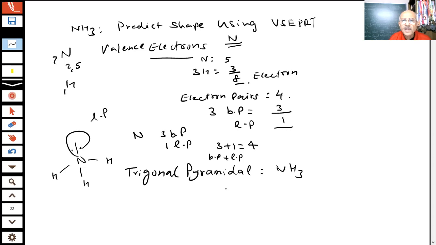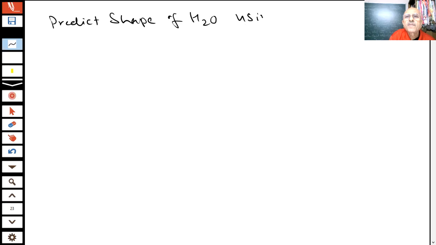We are trying to predict the shapes of molecules using VSEPR theory. Let me go further, students. We are saying predict the shape of H2O using VSEPR. What are the steps? Now you are so much familiar.